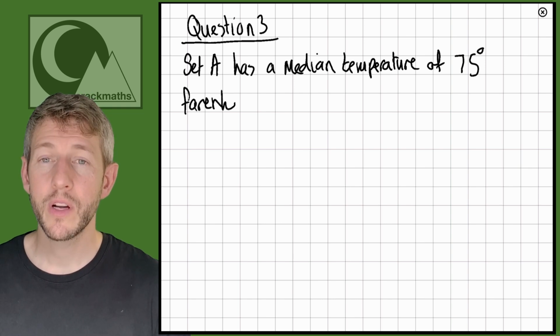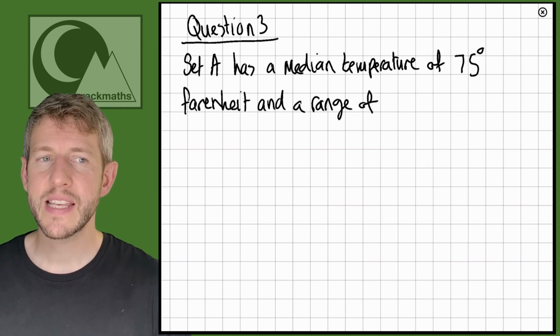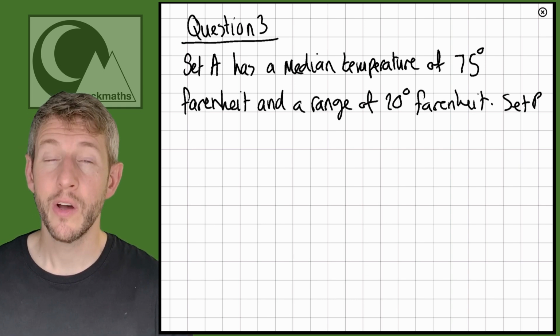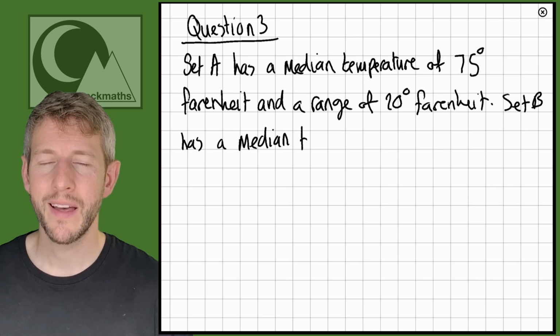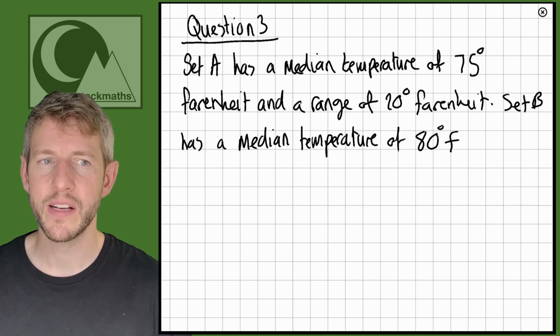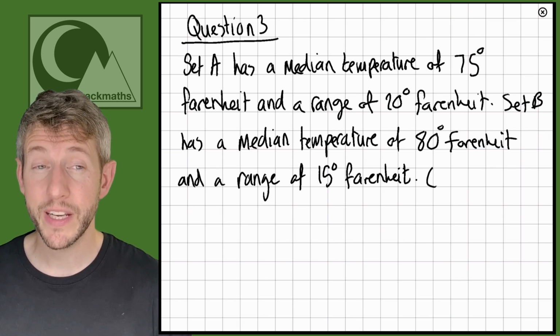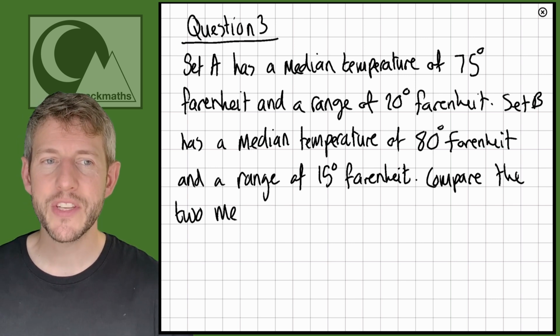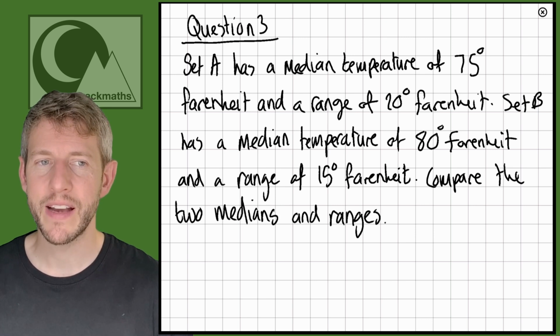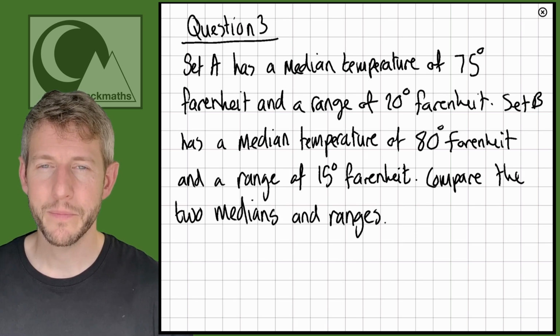So here we go. Question 3 says, set A has a median temperature of 75 degrees Fahrenheit and a range of 20 degrees Fahrenheit. Set B has a median temperature of 80 degrees Fahrenheit and a range of 15 degrees Fahrenheit. Compare the two medians and the two ranges for the data sets.